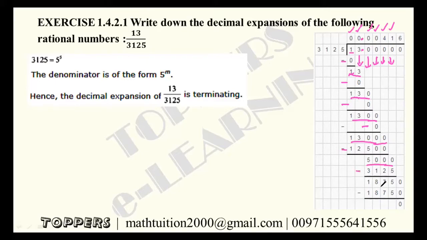On subtraction, you will get 1875. Bring this 0 down. So we got 18,750. How many times does 3125 go? 6 times. 6 multiplied by 3125, we are getting exactly 18,750. On subtraction, we will get 0. So it is finished. It's a terminating decimal expansion.